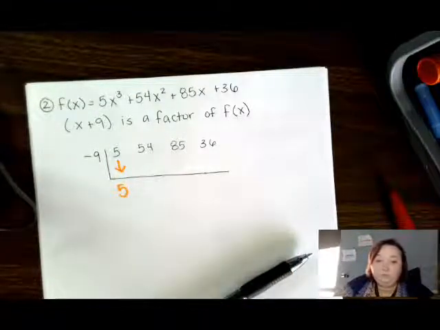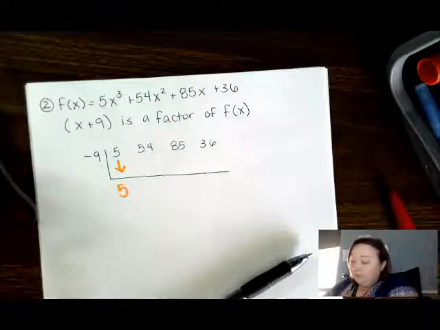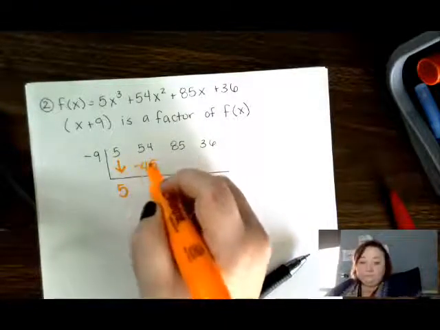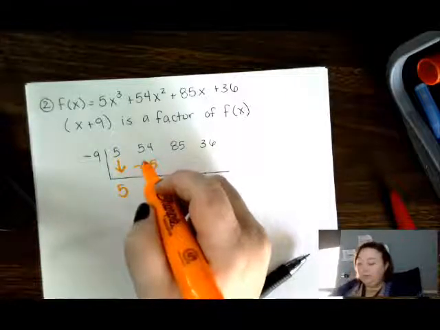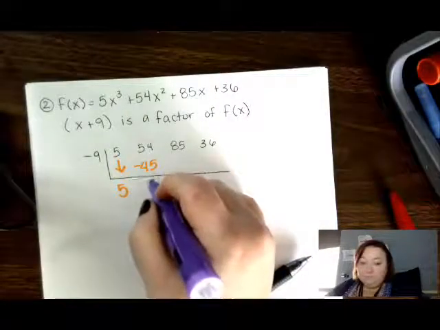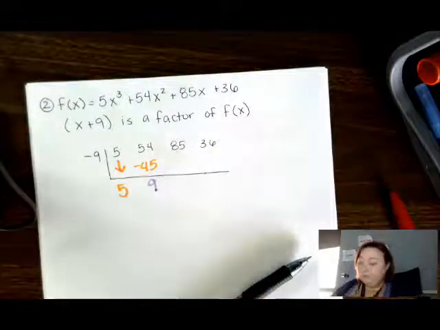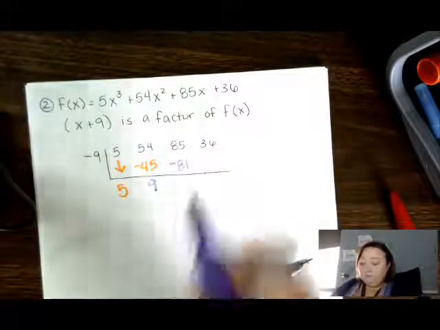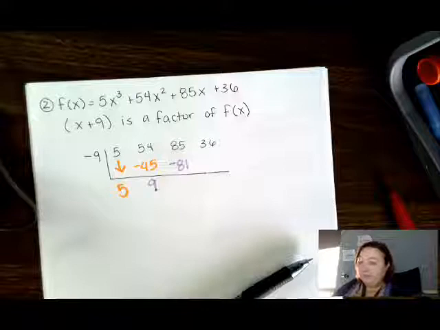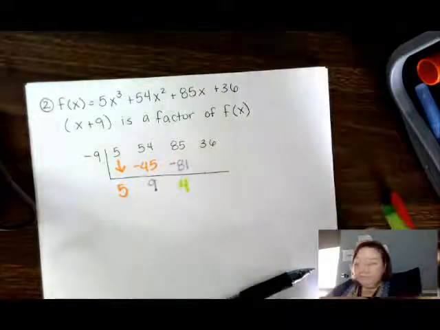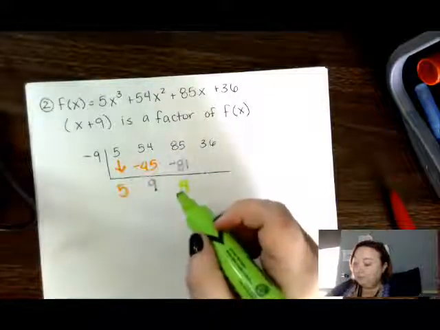We are going to multiply. So -9 times 5, -45. Then we're going to add. So 54 plus -45 is 9. Then we're going to multiply. So -9 times 9, -81. Then again, we're going to add. So 85 plus negative 81 is going to be 4. Negative 9 times 4 is going to be negative 36.